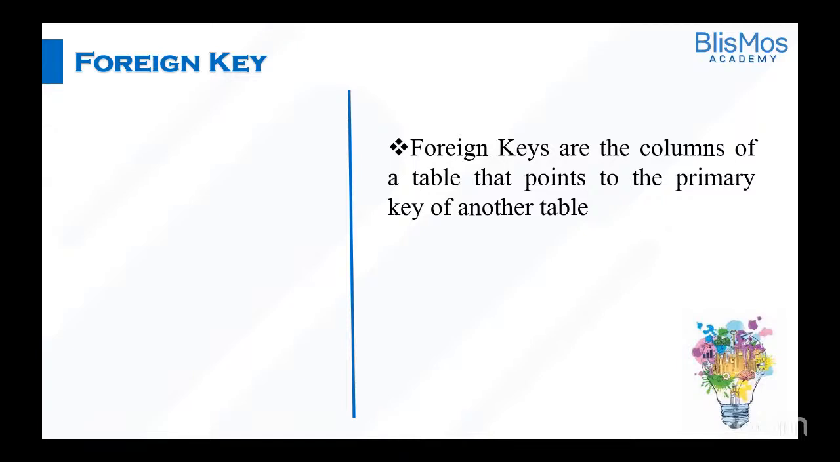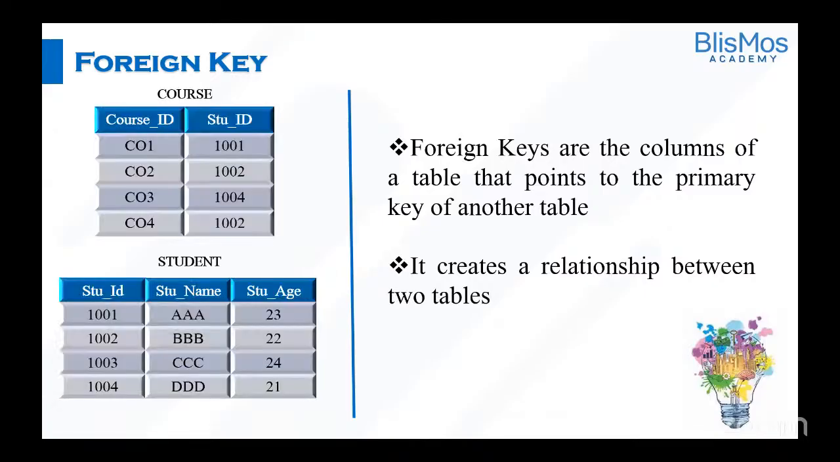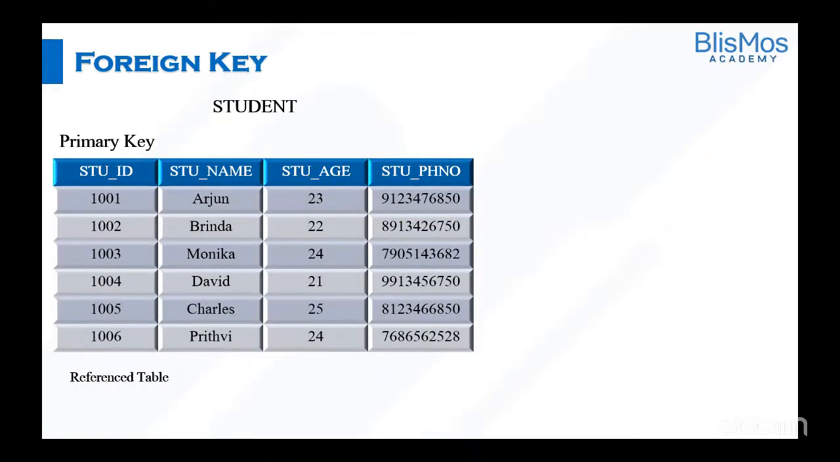Why do they do that? Kiran, why do they need to point to the primary key of another table? That way, we'll be able to establish the relationship between the two tables. In order to establish the relationship between the two tables, we have a foreign key.